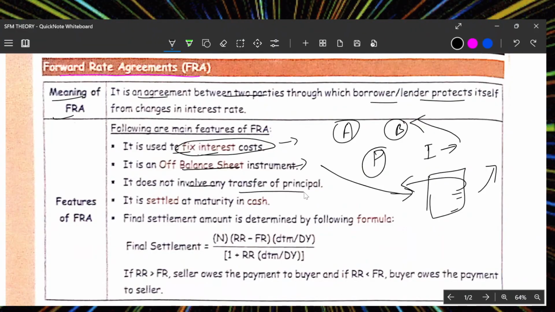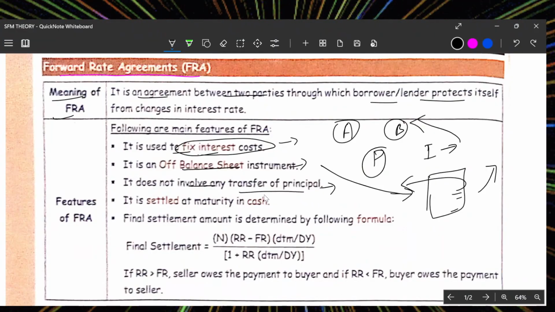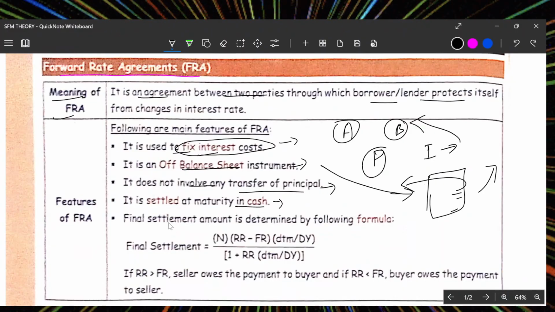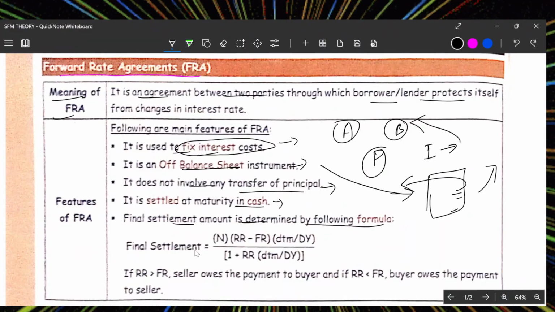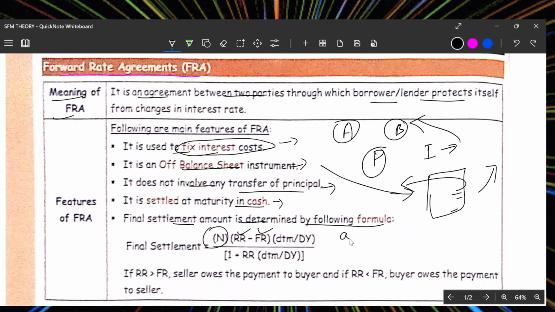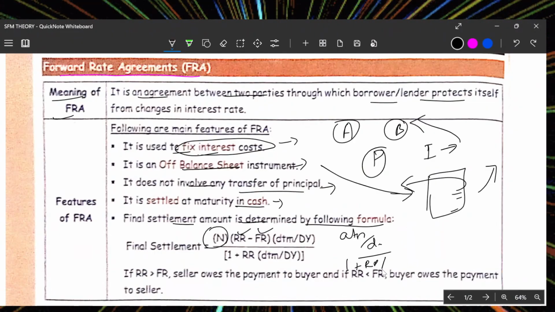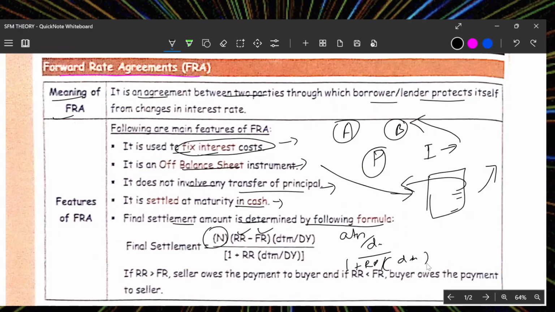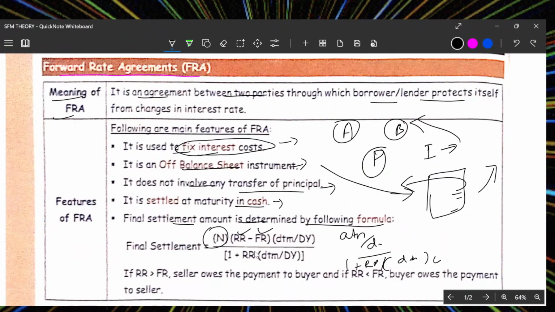It does not involve any transfer of capital. Capital won't be transferred. It is settled at maturity in cash. Always it is cash. The final settlement amount is determined by the following formula: N into (RR minus FR) into DTM by DY, divided by 1 plus RR into DTM by DY. So this is the formula through which it is settled.